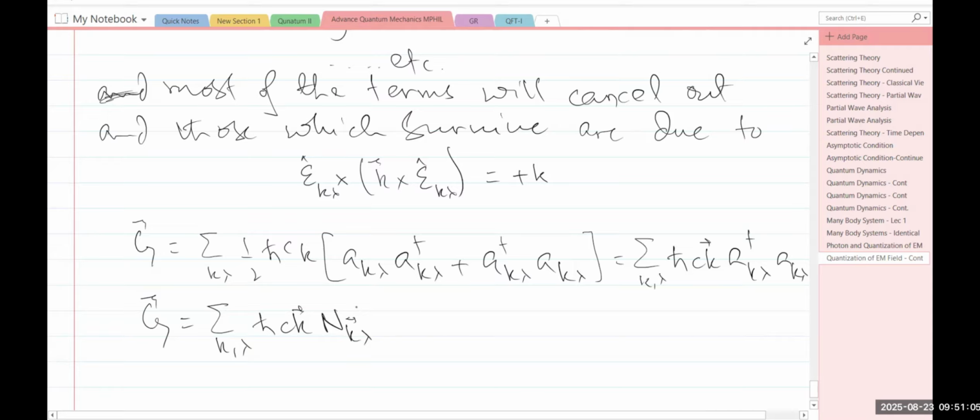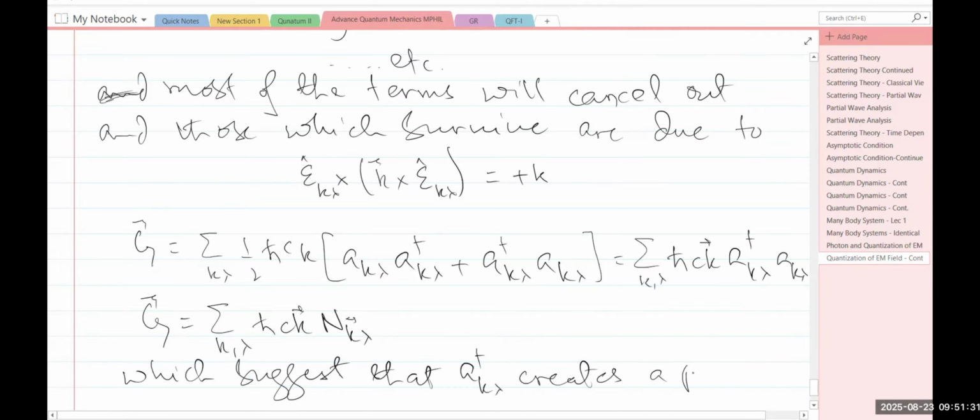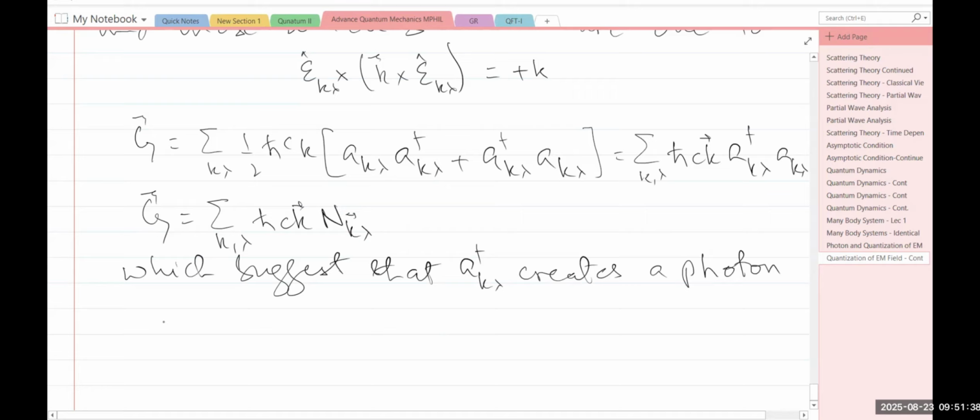And this suggests that a_{kλ}†, which basically creates a photon, will have a linear momentum of ħck. So this suggests that a_{kλ}† creates a photon with linear momentum of ħck.